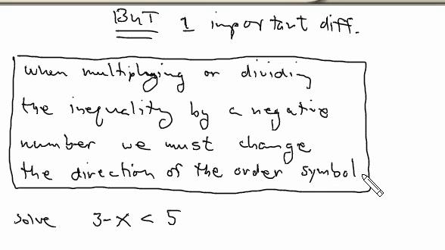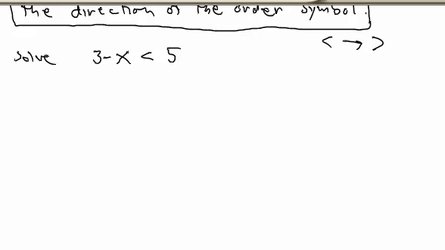Now we know for solving an equation we can either add or subtract something from both sides, or we can multiply or divide both sides by some number to find the solution. But in this case, if we multiply or divide by a negative number, if we choose to do that, we must change the direction of the ordering symbol. For example, the less than would go to greater than. In other words, it would point the other way. Okay, let's do an example.